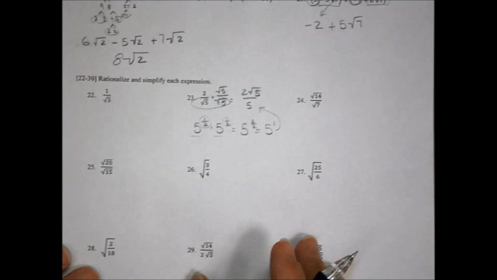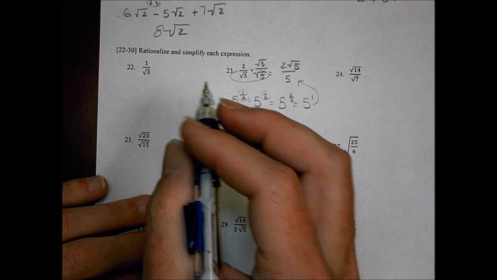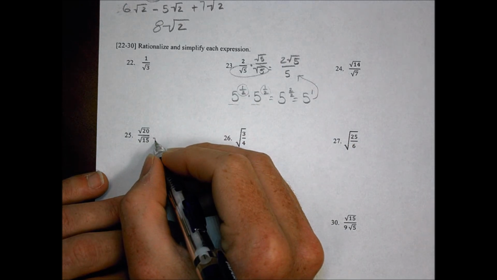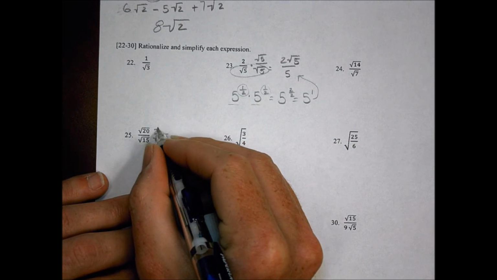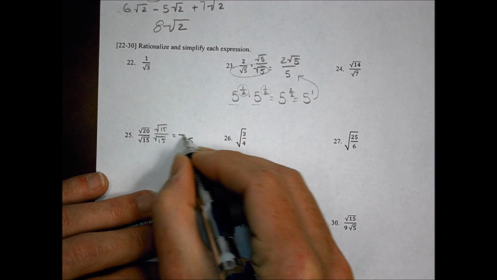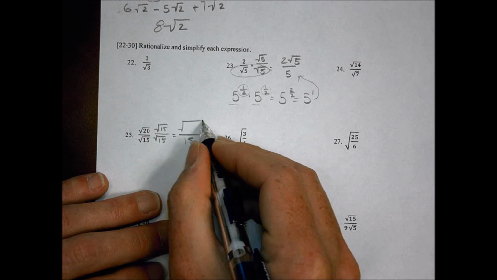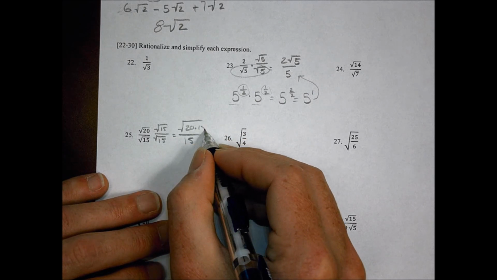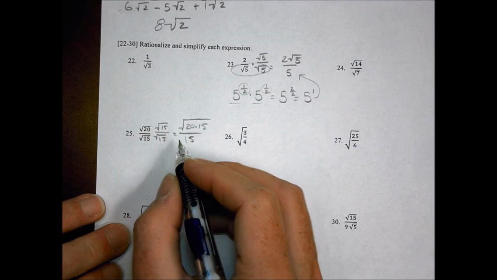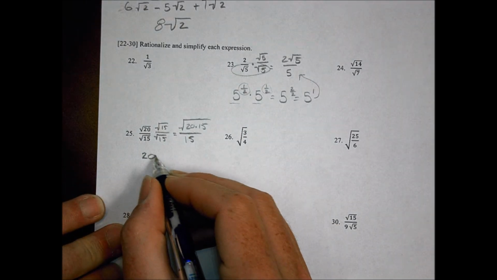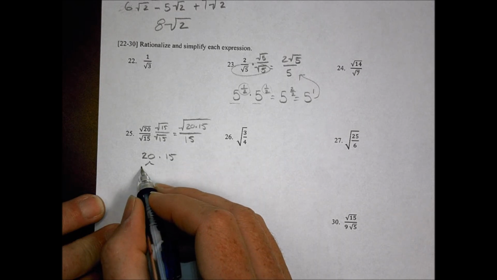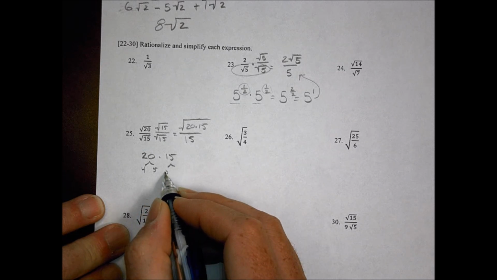Okay, number 25. For number 25, again, a couple ways of looking at this. I could multiply top and bottom by root 15. That makes my bottom equal to 15. And up here, I end up with the square root of 20 times 15, which is kind of a big, crazy number. Okay, so let's break this apart. I know I have a 20, and I know I have a 15. 20 becomes 4 times 5. 15 becomes 5 times 3.